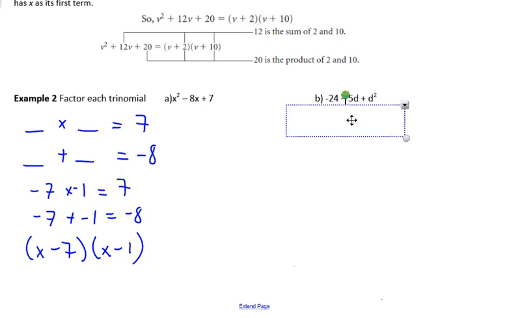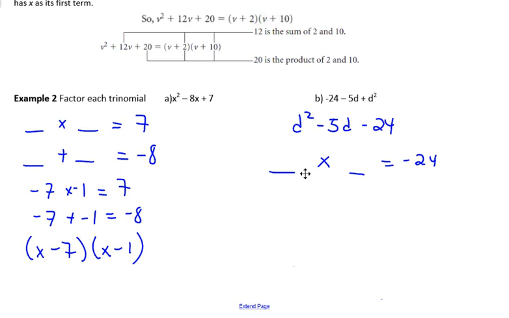For example, b, we're going to rearrange the equation just so that we have the d squared term come first. We'll leave the negative 5d in the middle, and then we'll take this negative 24 and leave that as our last term. So this time, we're looking for two numbers that add to negative 5 and multiply to negative 24.